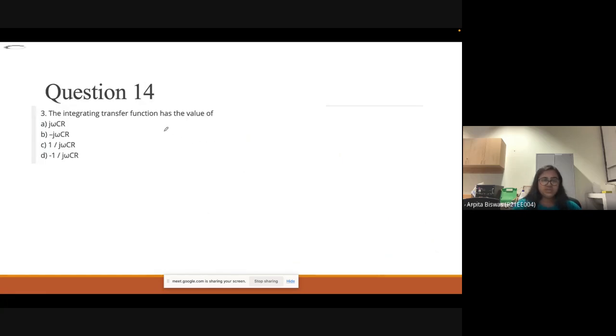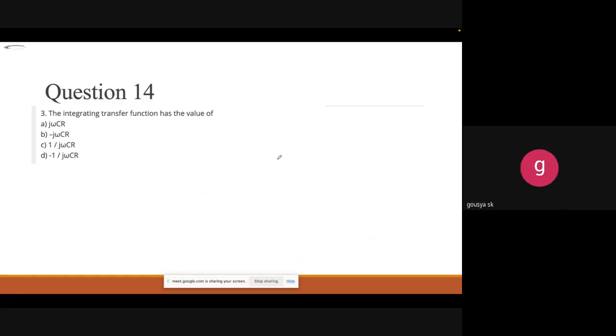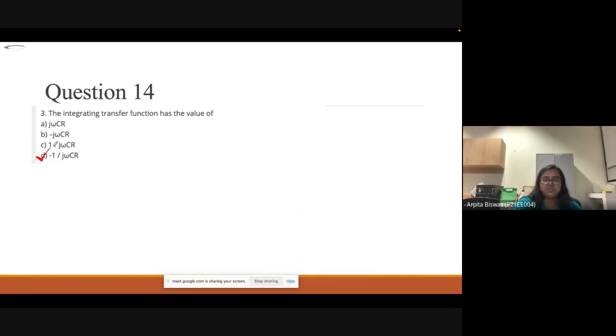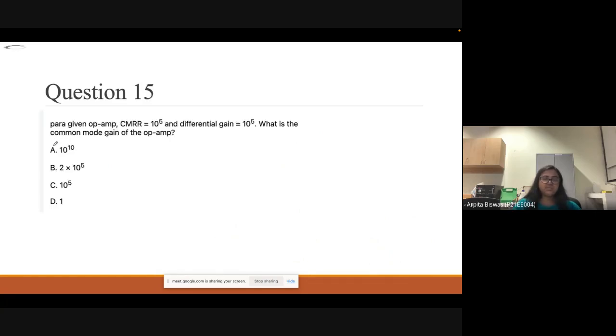So the integrator transfer function has the value of: the first option is j omega CR, the second option is minus j omega CR, the third option is 1 by j omega CR, and the fourth option is minus 1 by j omega CR. So what is the right answer? Option D, minus 1 by j omega CR. Yes.